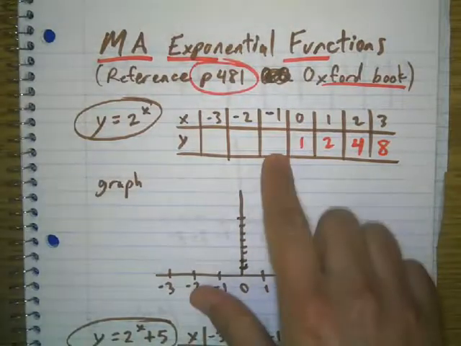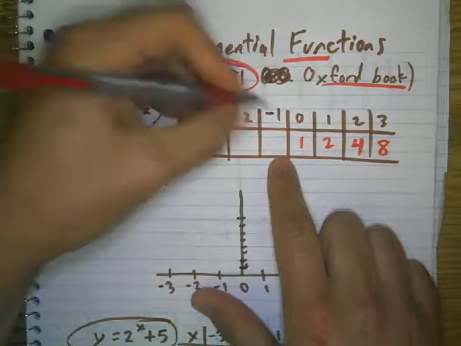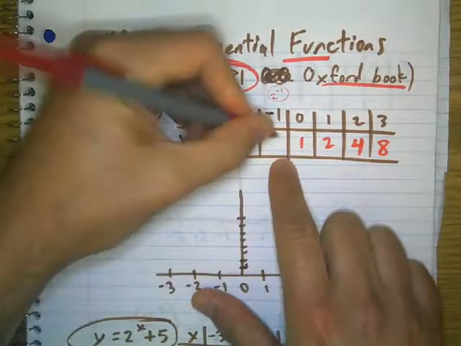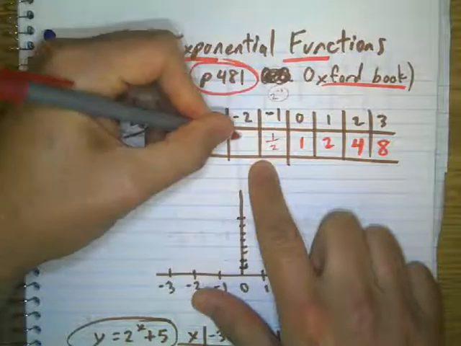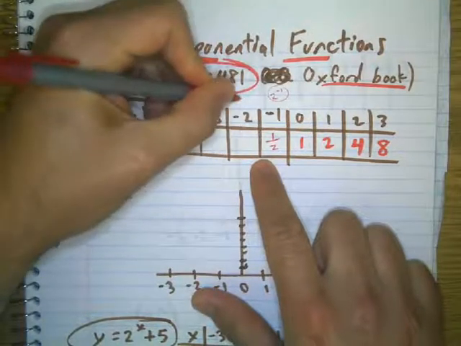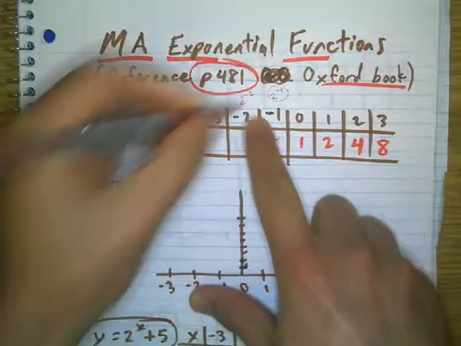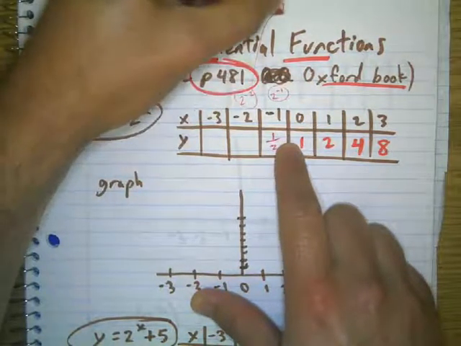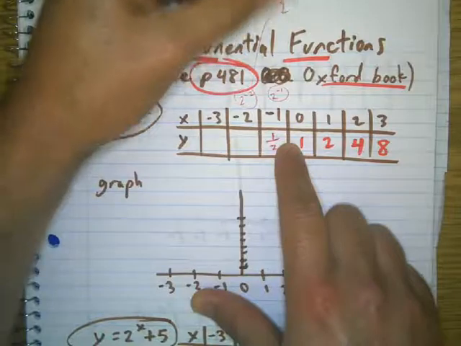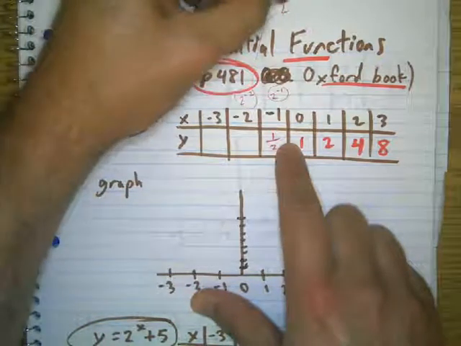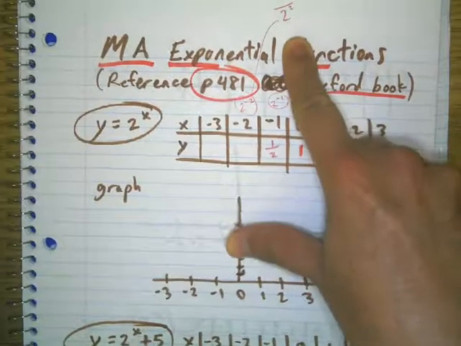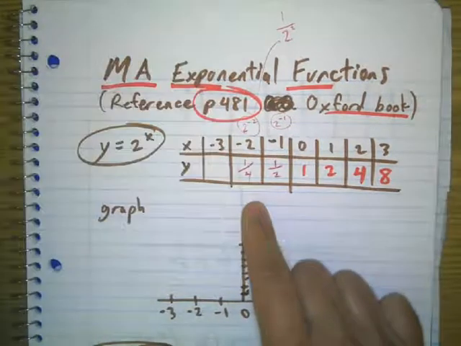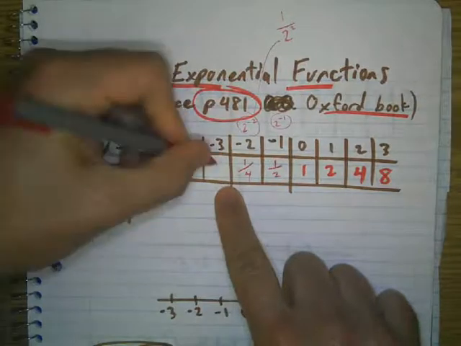Now, what about if it's 2 to the negative 1 power? 2 to the negative 1 power, that means we're going to write it as 1/2. And 2 to the negative 2 power is the same thing as 1 over 2 squared, which is going to give me 1/4. And this is going to give me 1/8.